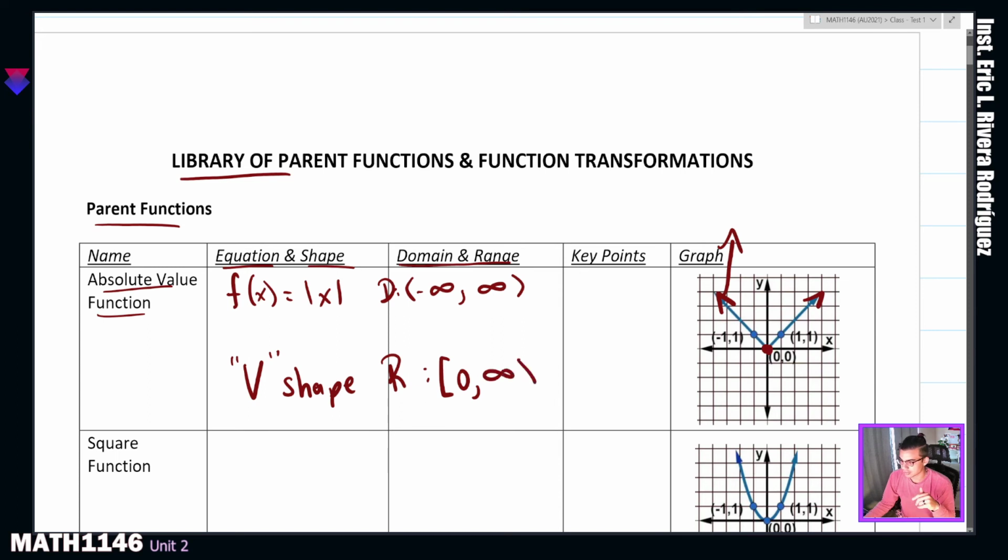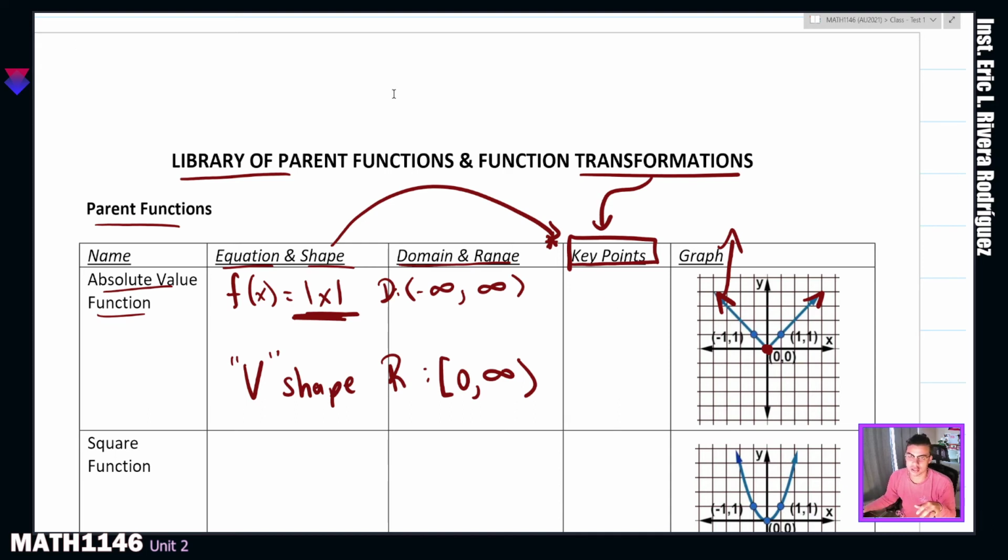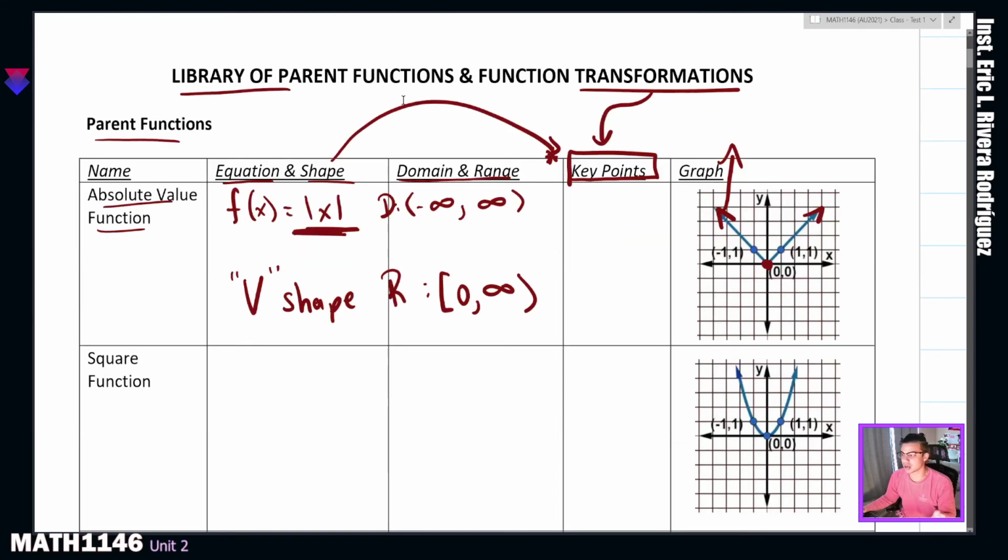And lastly are the key points, and this is going to be the most important aspect, because we are going to be dealing with transformations, and we are going to do our transformations based on the key points, on how anything in the equation of that function affects the key points. Okay, and for the key points, you are going to have 3 or 2 key points for each function, depending on the shape.